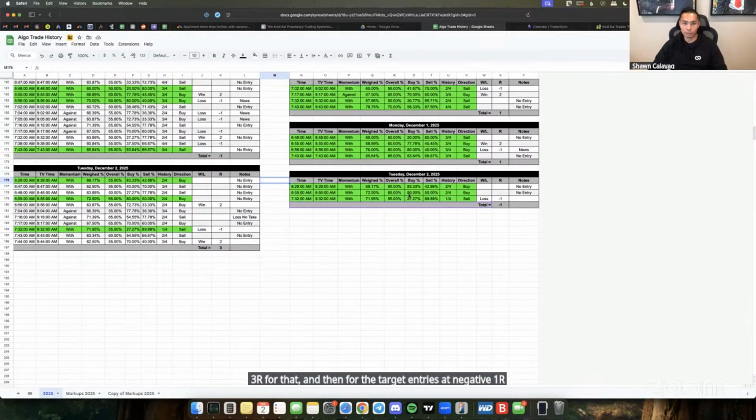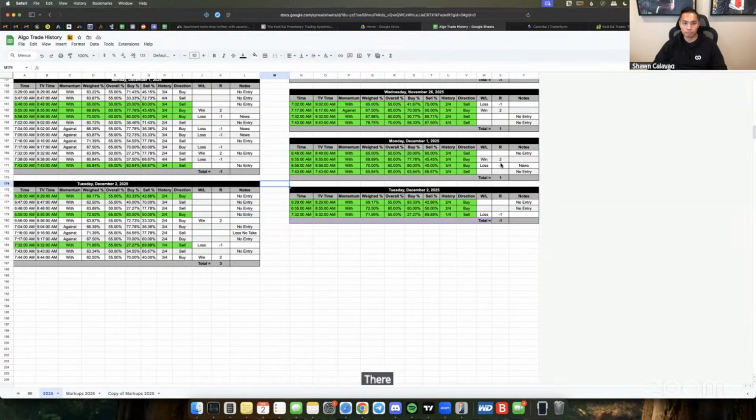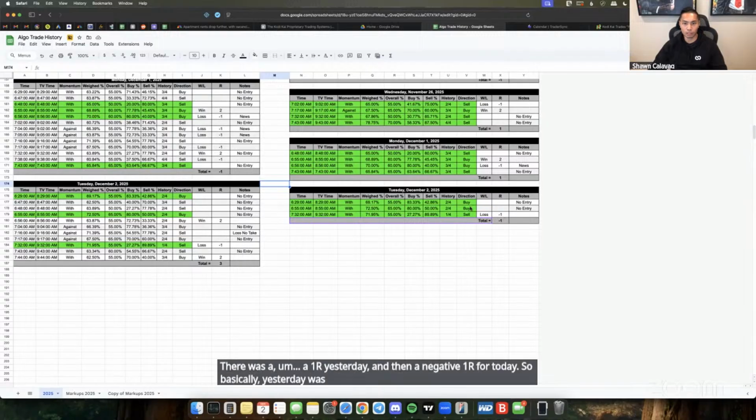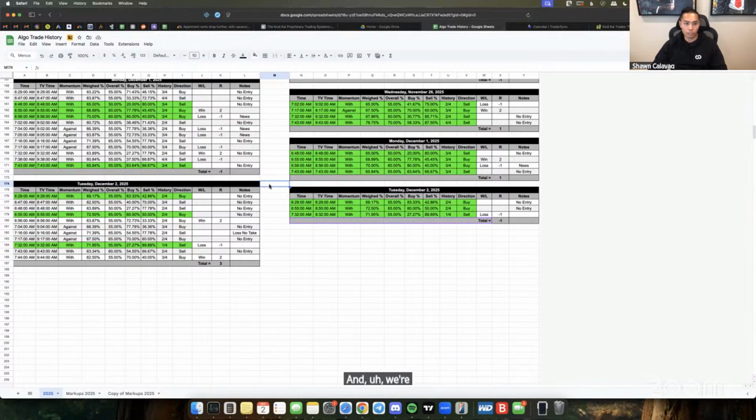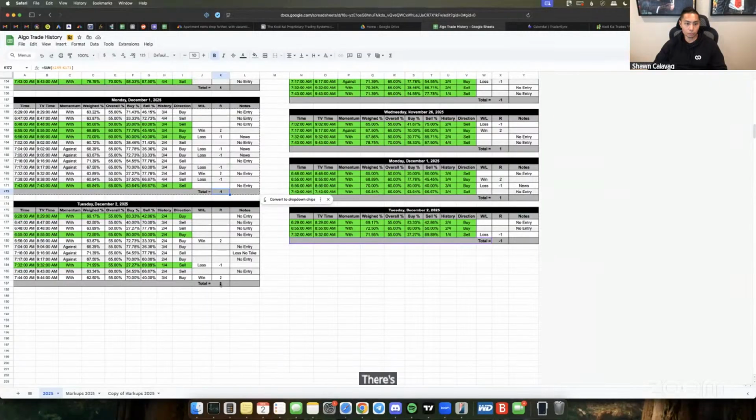So not too bad. I mean, it's basically a break-even week so far because there was a 1R yesterday and then a negative 1R for today. So basically yesterday was a win, today was a loss. And we're basically at break even. So break even for the target entries, and then for every entry that came up, I mean, these are all ones from yesterday. There's a lot of entries yesterday. It was a negative 1R plus 3R for today. So it's basically at 2R for the week. So that's pretty good. Overall, pretty good, I think.